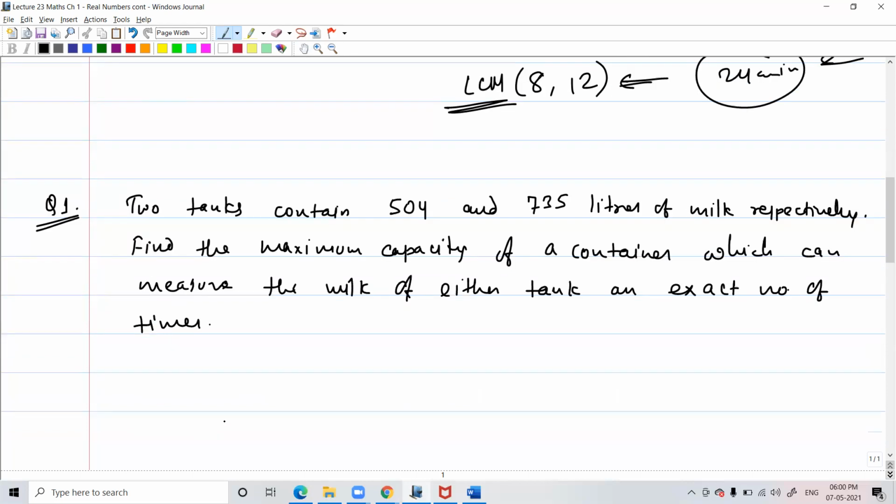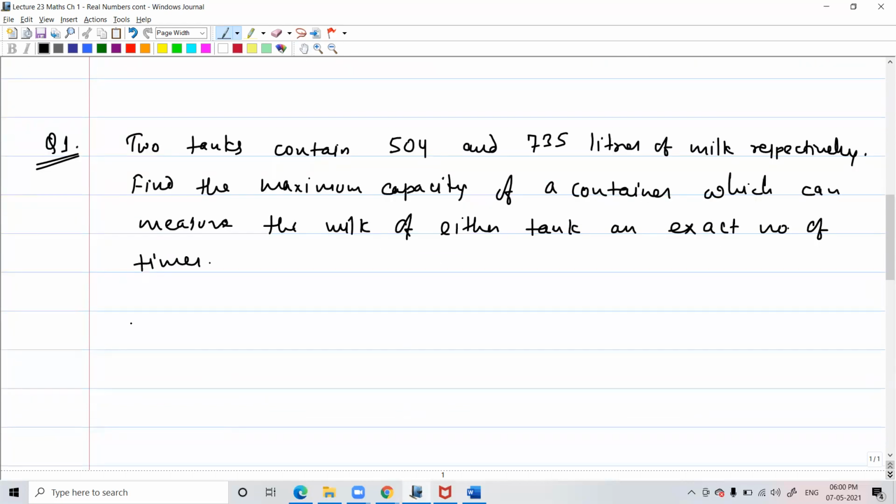Now go through this question, guys, and think what we have to do here. I'm saying that there are two containers, tanks, whatever it is. They have a capacity of 504 and 735 liters. That is the total capacity. And you want to find the maximum capacity of some container which will be able to exactly measure both of them. It should be able to exactly measure 504, and it should be able to exactly measure 735.